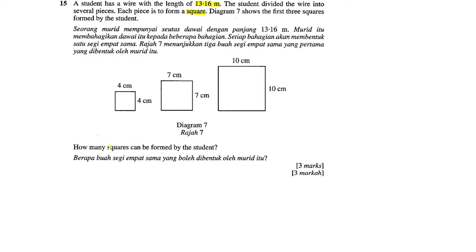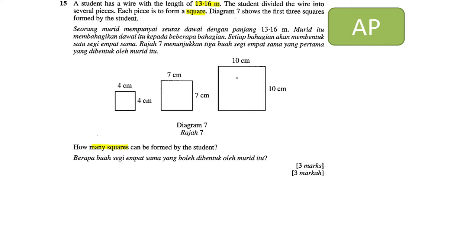Now, the question asks, how many squares can be formed by the student? Do you think this is AP or GP? AP, because you can see the value is 4, 7, 10. It increased constantly, right? Yes, this is AP. What is the perimeter progression? 16, 28. 16 you get from 4 plus 4 plus 4 plus 4. Second term is 7 plus 7 plus 7 plus 7. Third one is 10 plus 10 plus 10 plus 10.